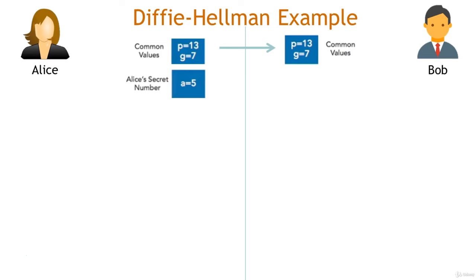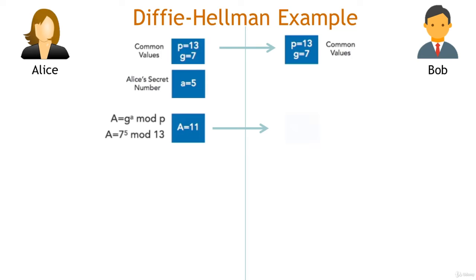Next, Alice chooses a secret number. Let's say that she chooses 5. We'll call that lowercase a. She then computes the value of uppercase A using the formula uppercase A equals G to the lowercase a power modulo P. That's 7 to the 5th power modulo 13, which gives us a value of 11 for A. Alice then sends the value of capital A, which is 11, to Bob.